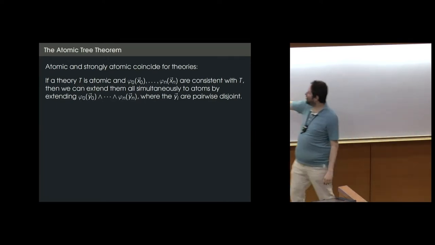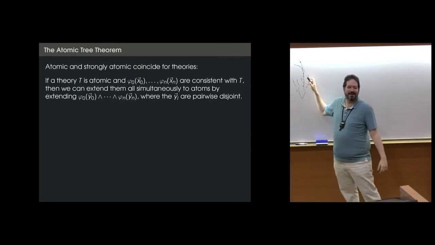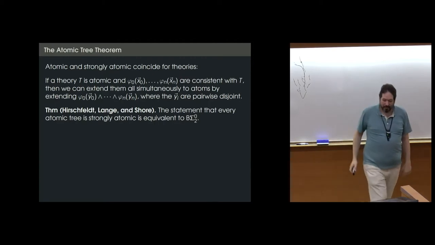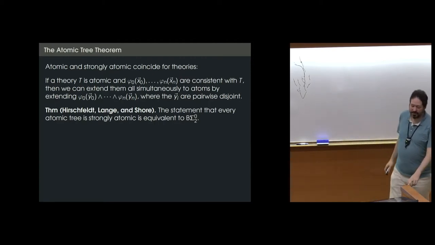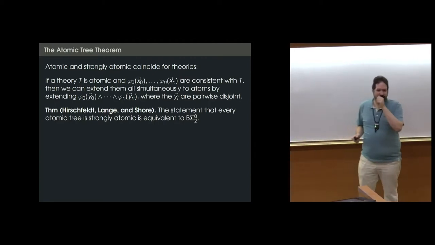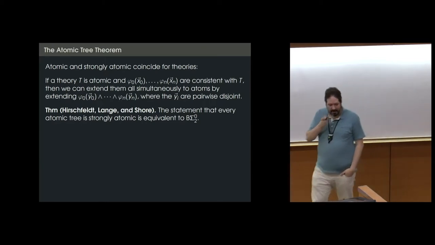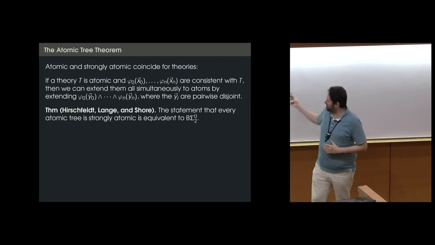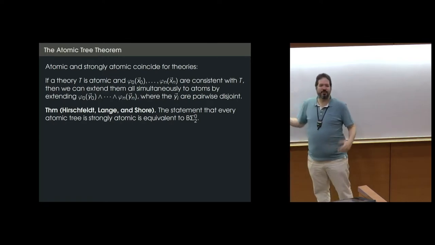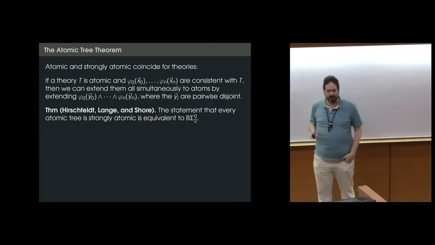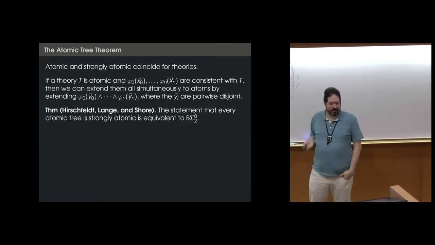Trees, that's not true. There's no single node that corresponds to these n many nodes. And therefore, the statement that every atomic tree is strongly atomic actually requires BΣ2. It actually turns out to be equivalent to BΣ2. It's pretty easy to see that it's implied by BΣ2 if you know how BΣ2 works, but we showed in this work with Lang and Shore that it's actually equivalent to it.